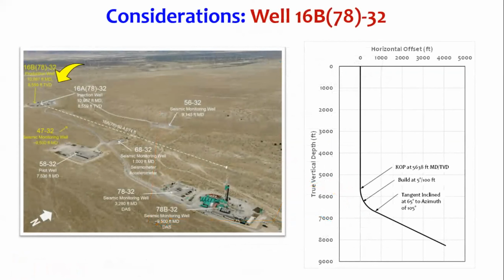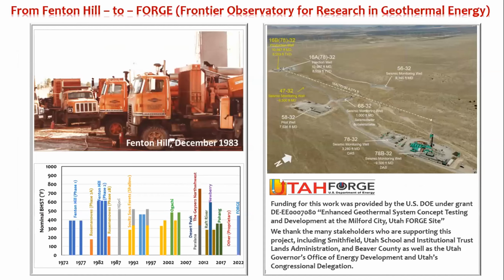So the next stage will be drilling the 16B well to try and intersect those fractures. And we'll look to do that in December, January coming up. And once again, it's a 50-year march from Fenton Hill, and we're very much appreciative of the DOE funding. Rob, that's it for me.